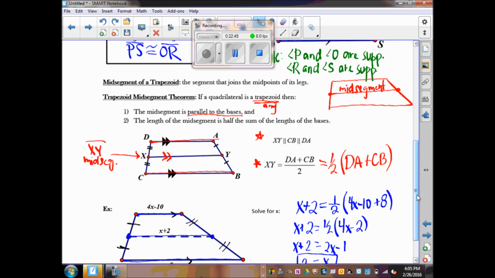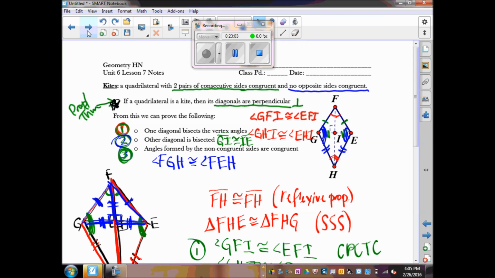Then we have the trapezoid midsegment theorem, where the midsegment is parallel to our bases for any trapezoid, and its measure is equal to half of the sum of the bases. Then with kites, a more unique quadrilateral, I think, two sets of consecutive sides are congruent, and with that our diagonals are perpendicular.